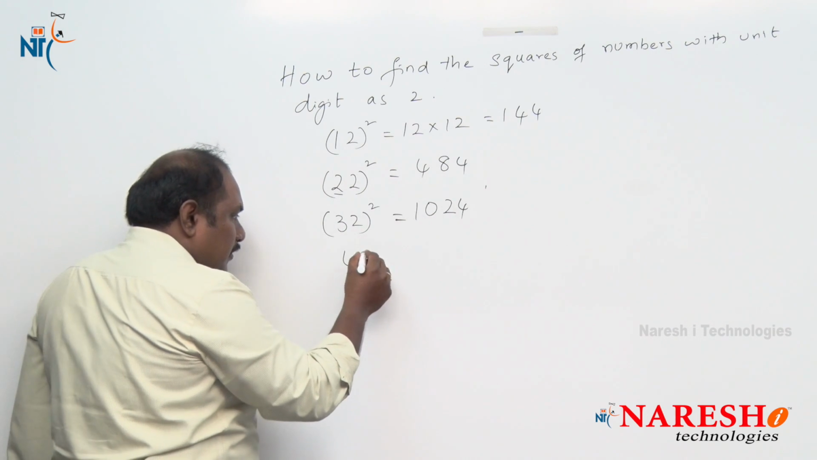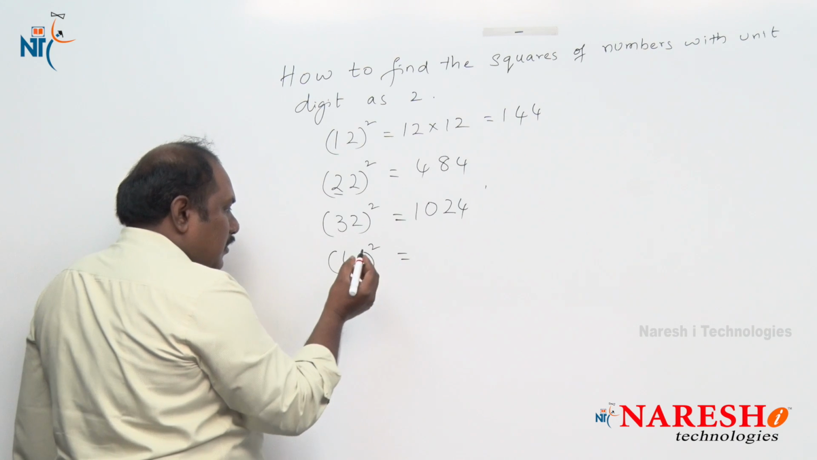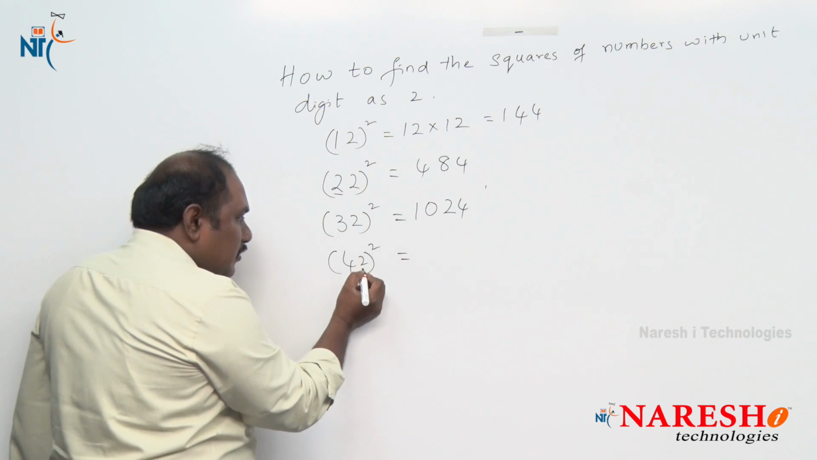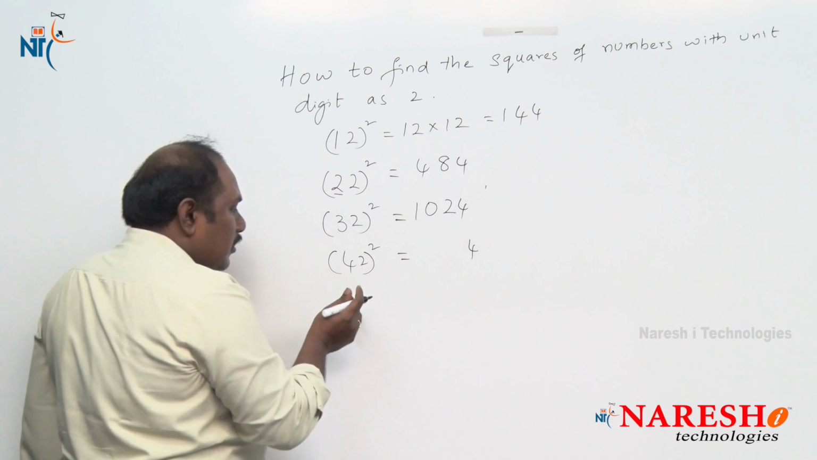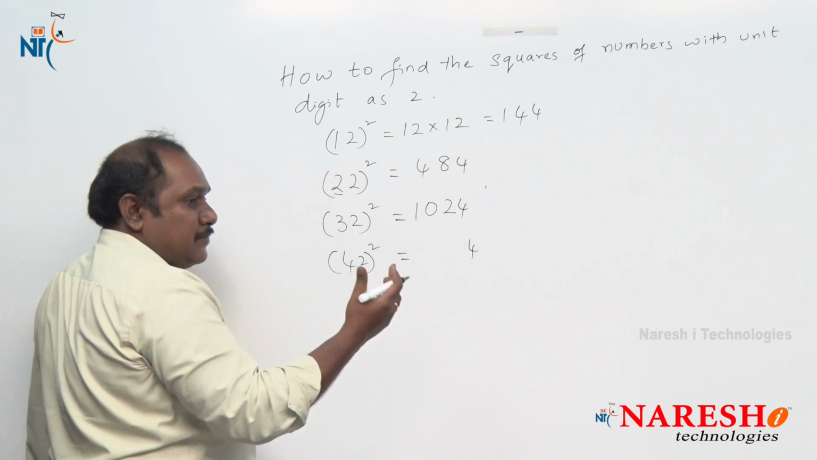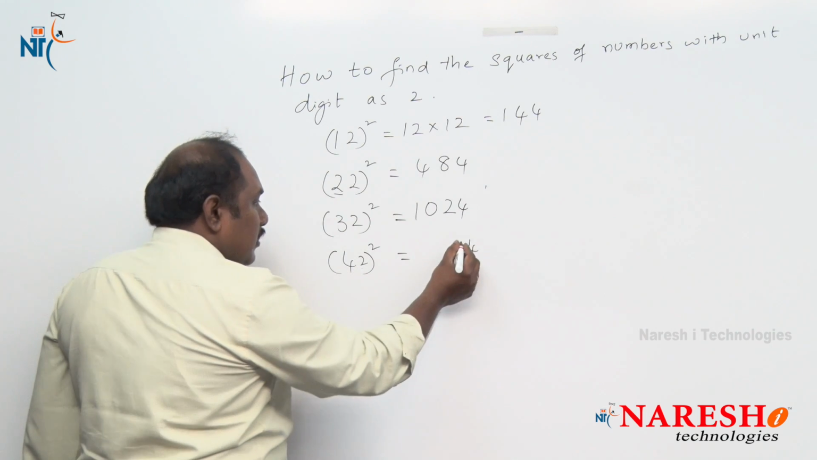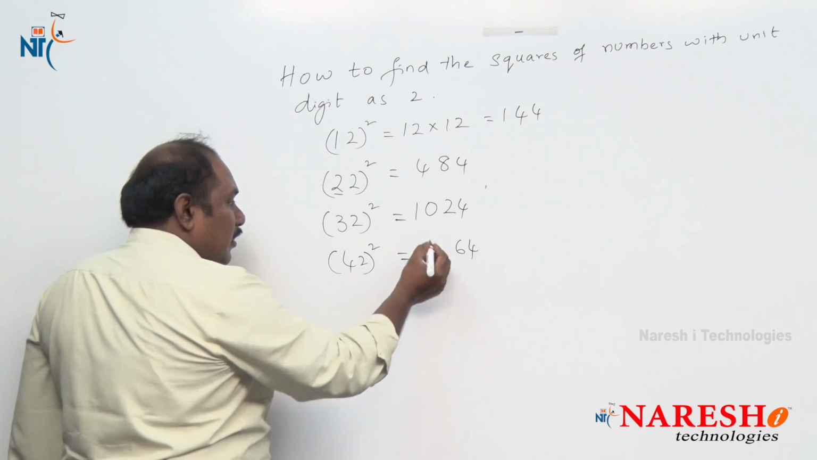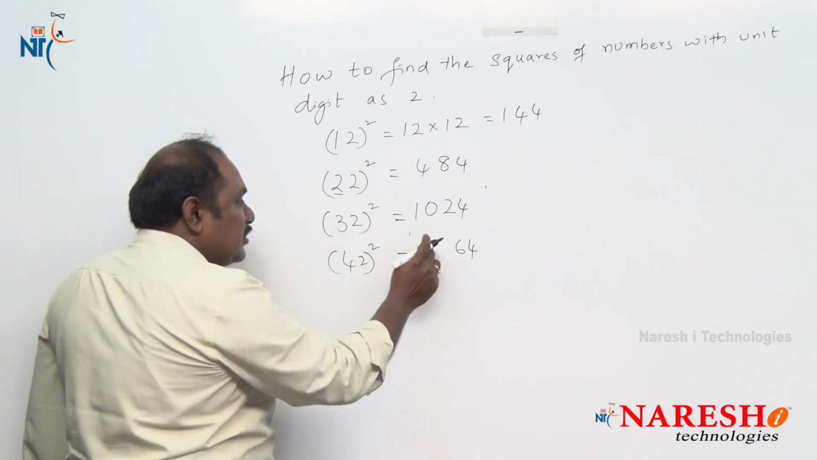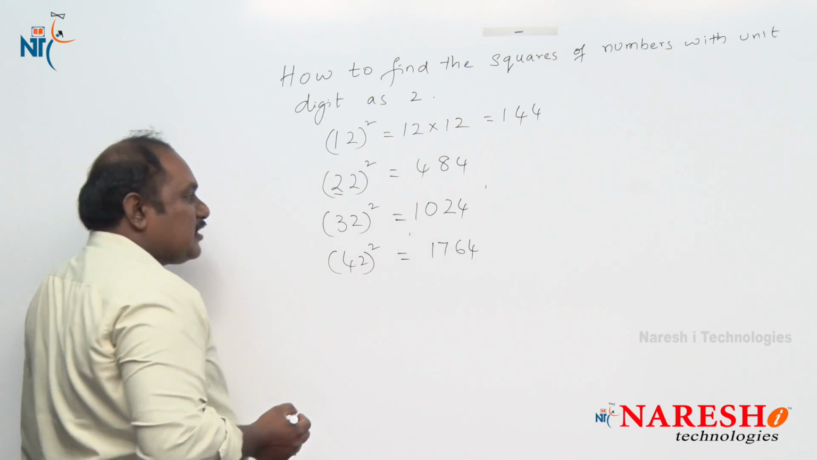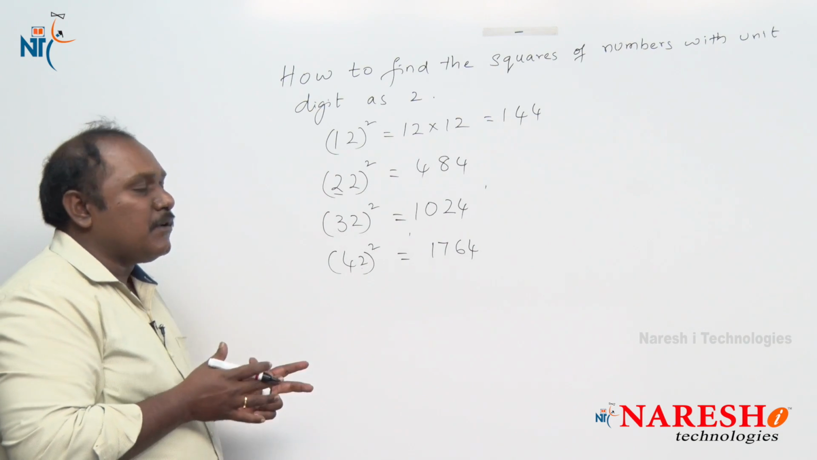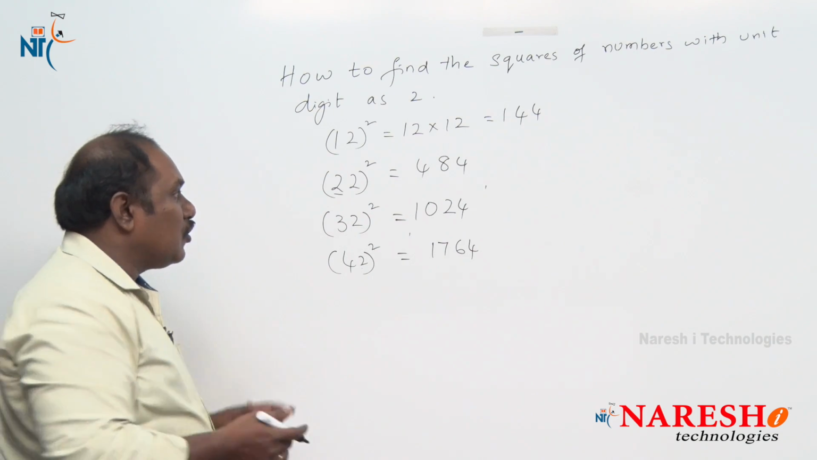42 square. Listen carefully, it's very simple. Square the unit digit. 2 square is 4. Take the number before 2, that is 4, make it 4 times. 4 into 4 is 16. 1 carry. 4 square is 16 plus 1, 17. So it's 1764. So like this we can find out the squares of the numbers whose unit digit is 2.